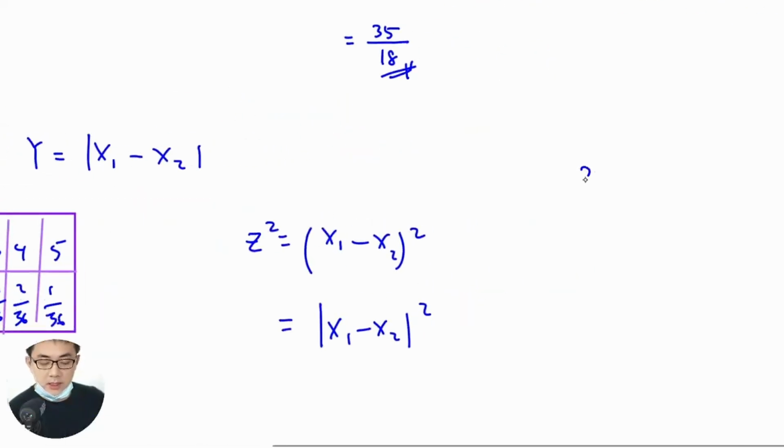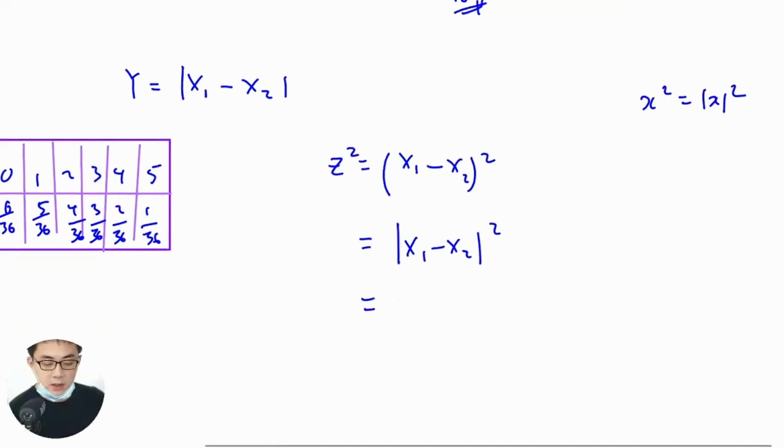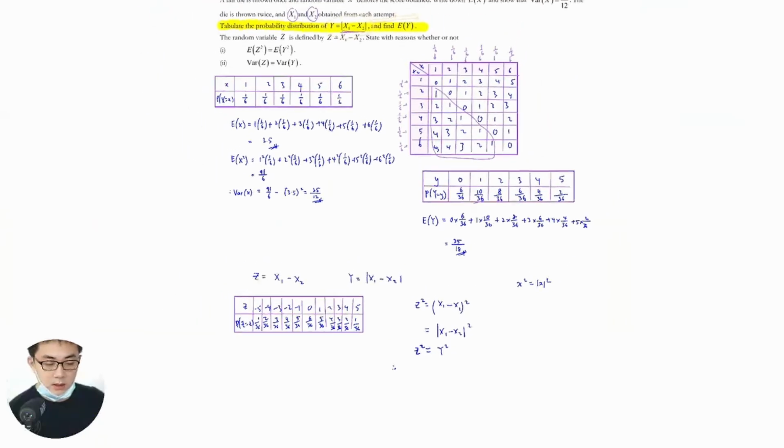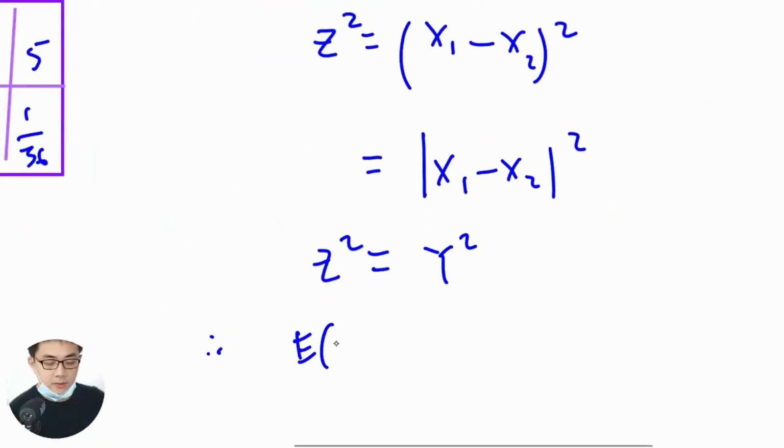It's just basically x square equals to mod x square. When this is square, you can just mod it. So in other words, this is just y square. So z square equals to y square. Hence, expectation of z square equals to expectation of y square.